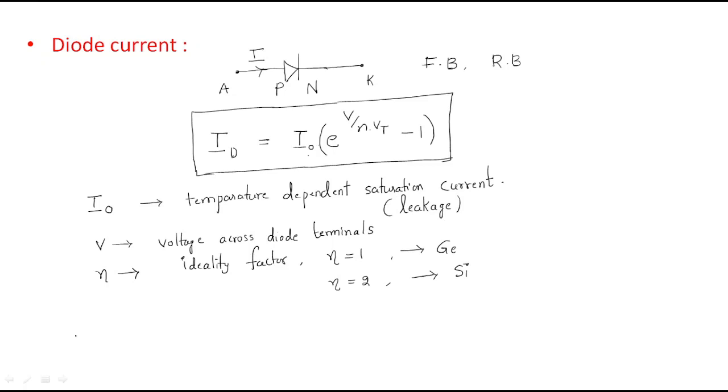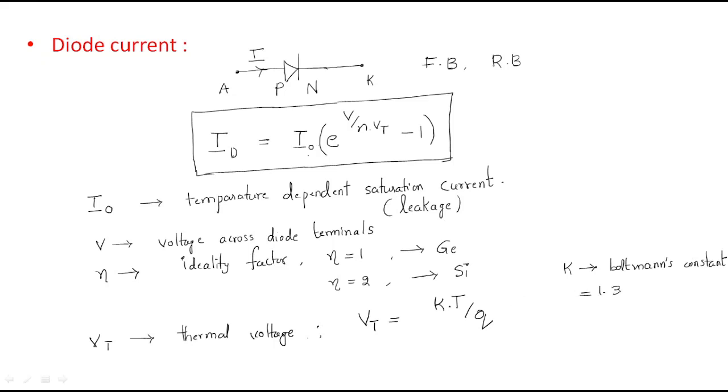Next we have another term, VT. VT is called the thermal voltage, and it has a formula: VT equals KT by Q. Here K is the Boltzmann's constant. It is a constant useful in doing the equations. Its value equals 1.38 into 10 power minus 23 joule per Kelvin. And T is the temperature of the diode in Kelvin.